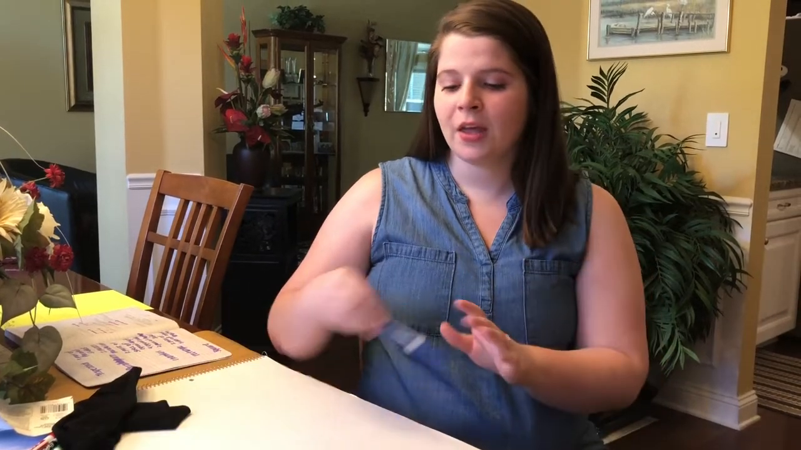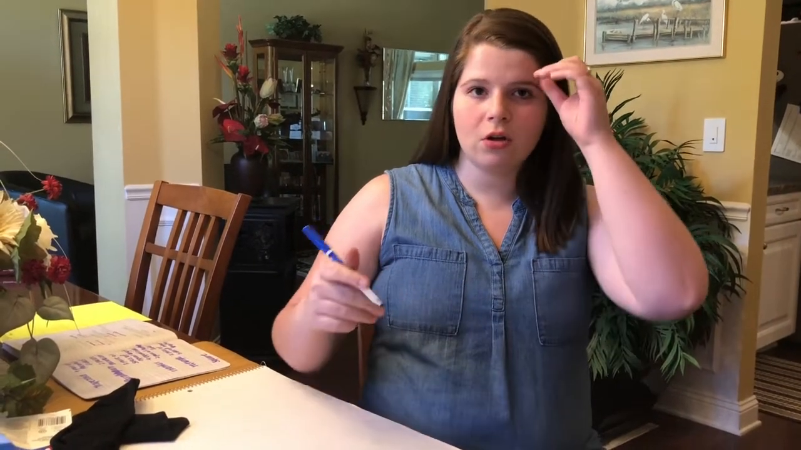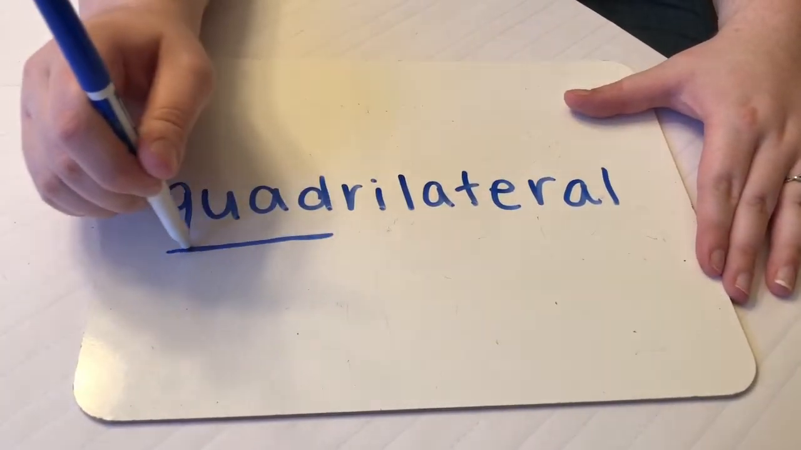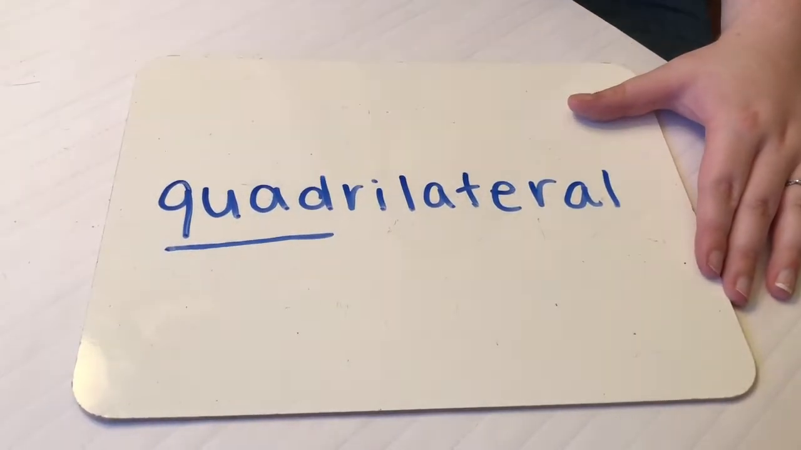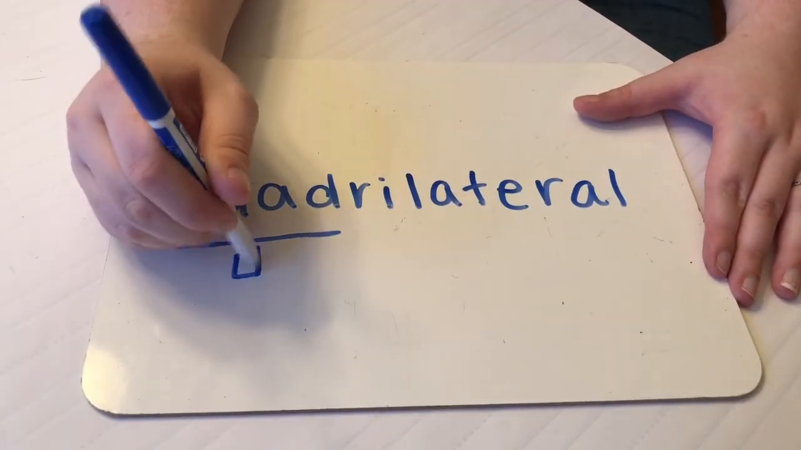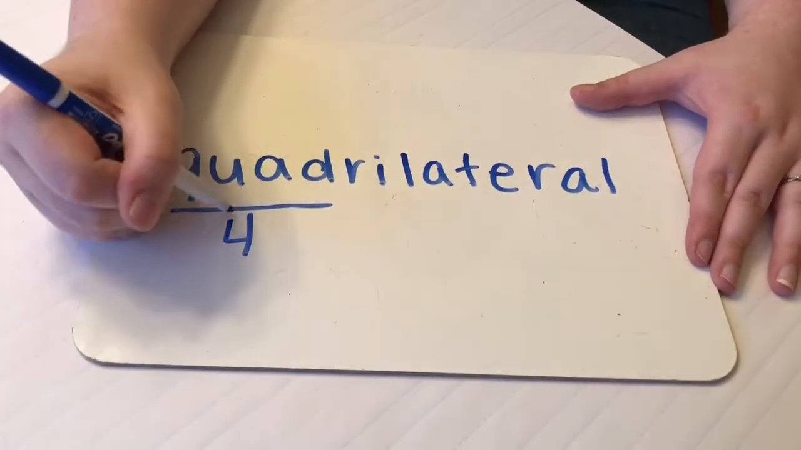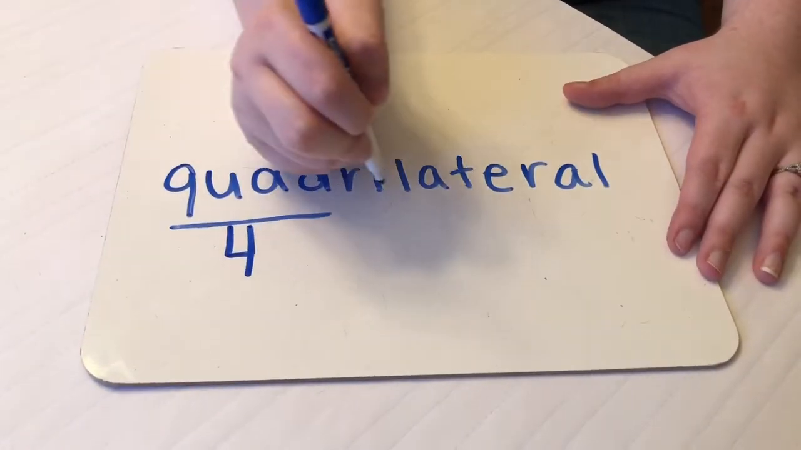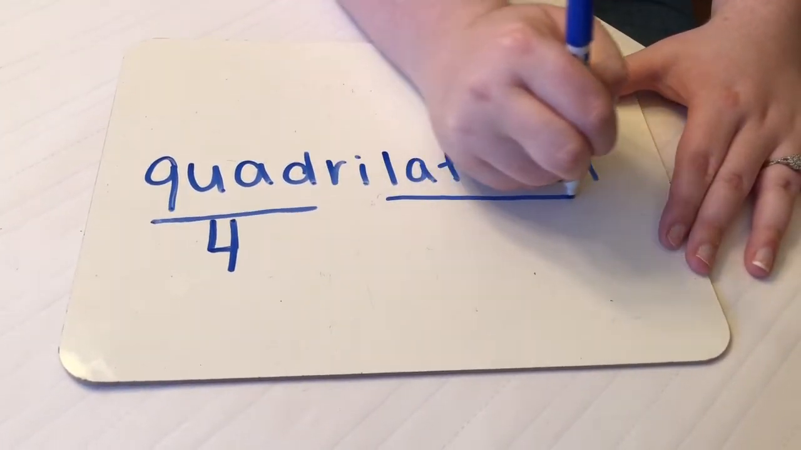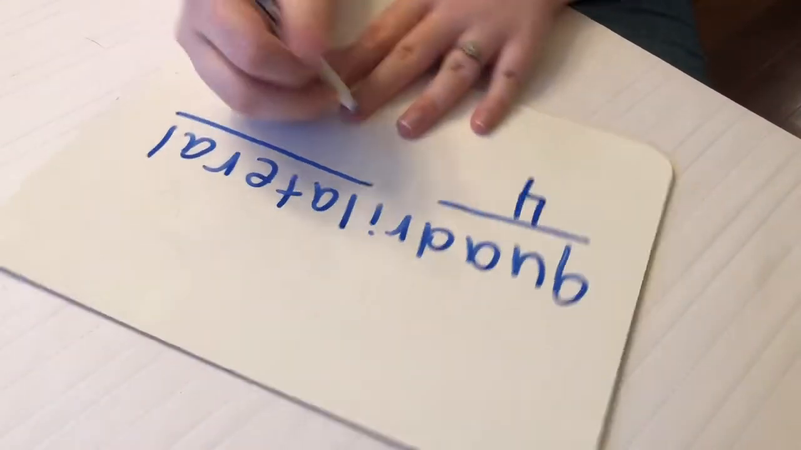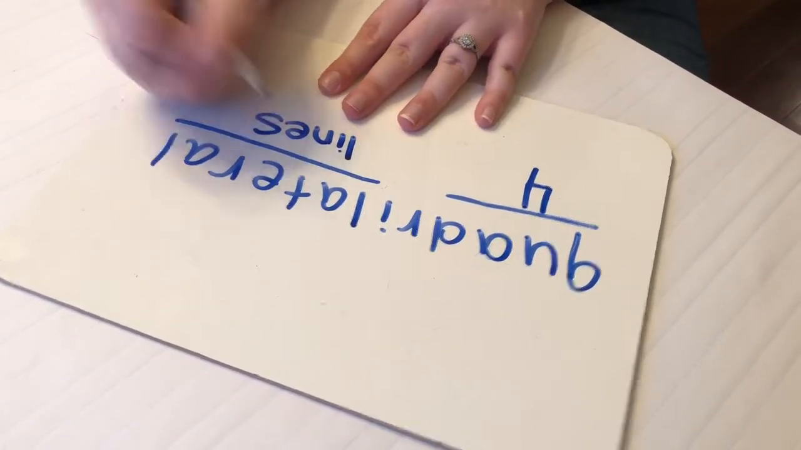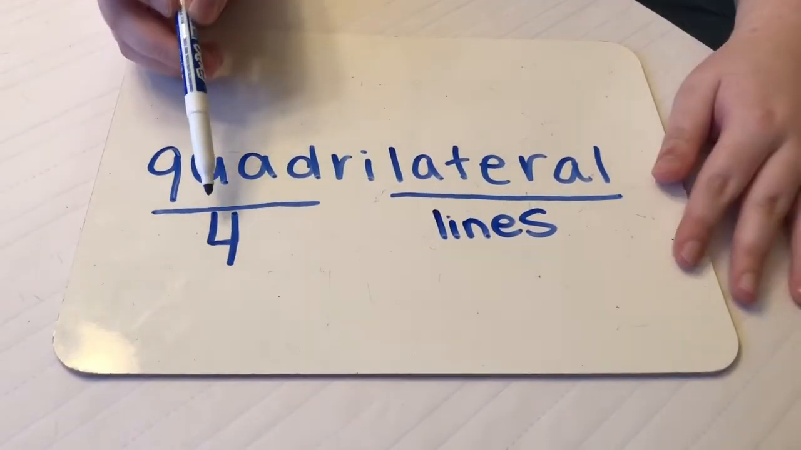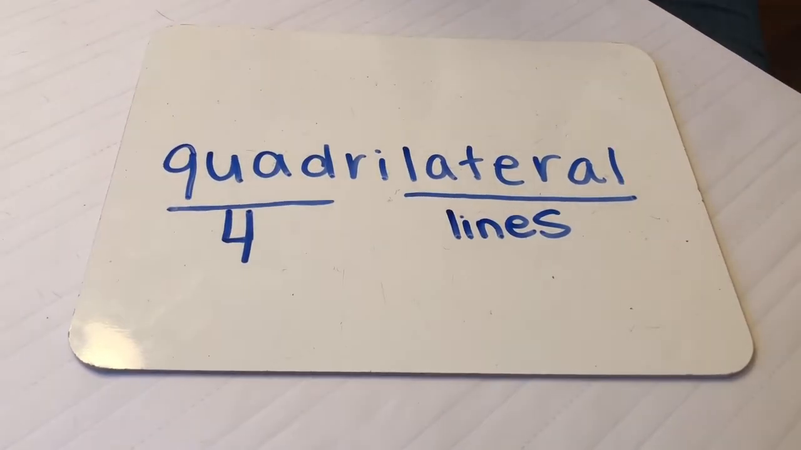Let's take a look. So when you see the word quadrilateral, go ahead and focus on the first 4 letters. It says quad. Whenever you see quad, you're going to think of the number 4. And then when you keep on going, you see the word lateral. Lateral means lines. So quadrilaterals are shapes, any kind of shape that has 4 lines or sides.